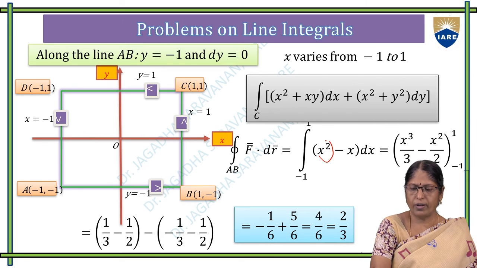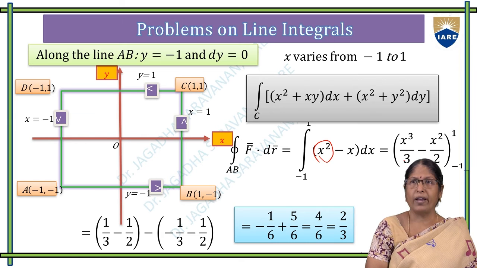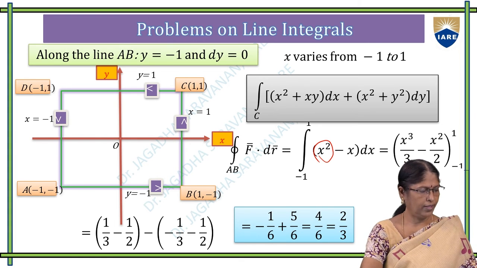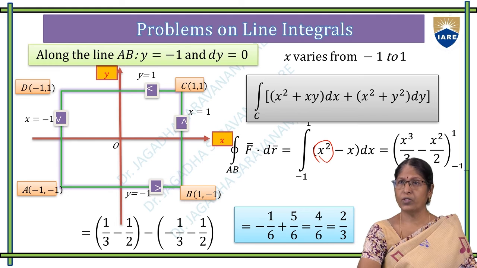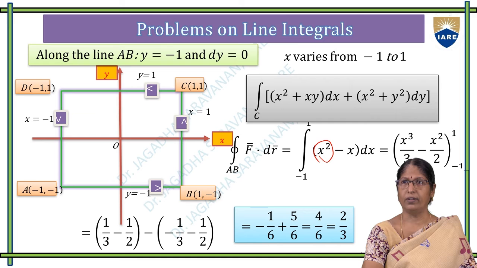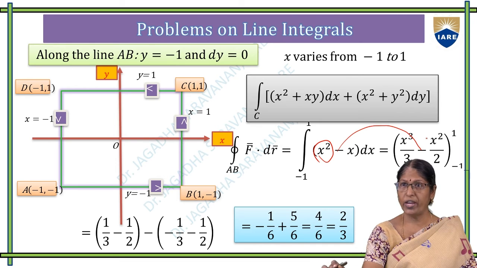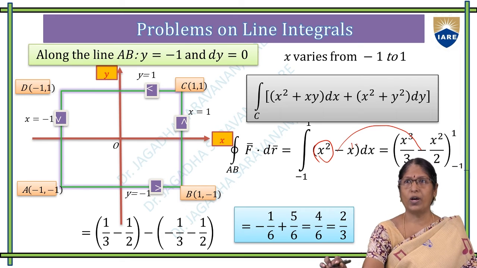The integral of x square is x cubed by 3. The formula is that the integral of x power n dx is x power n plus 1 by n plus 1. Our n is 2, so 2 plus 1 divided by 2 plus 1, giving x cubed by 3. The minus has no change. Minus x power 1, n is 1, so x square by 2.